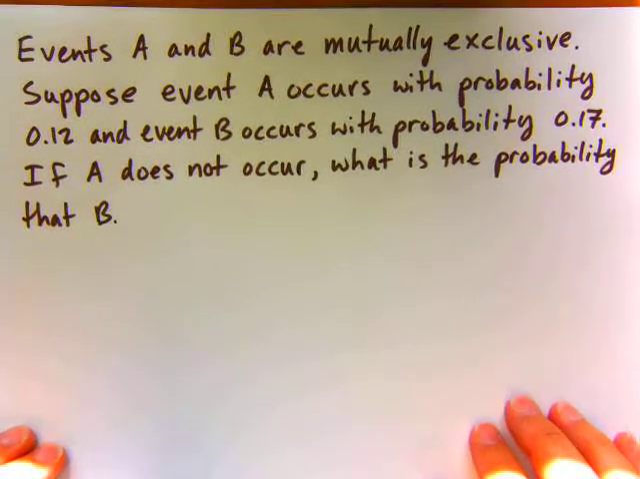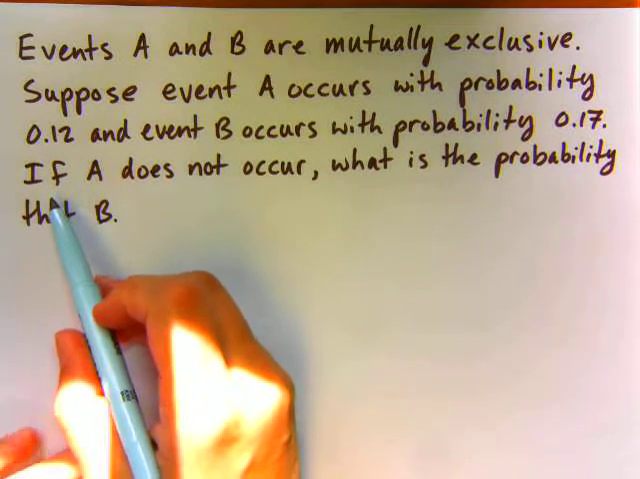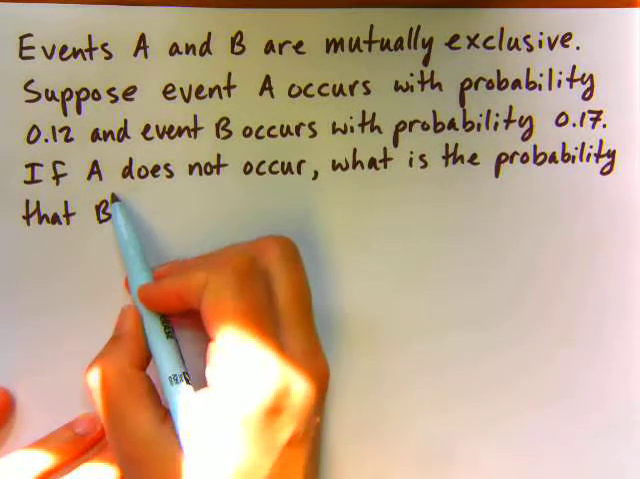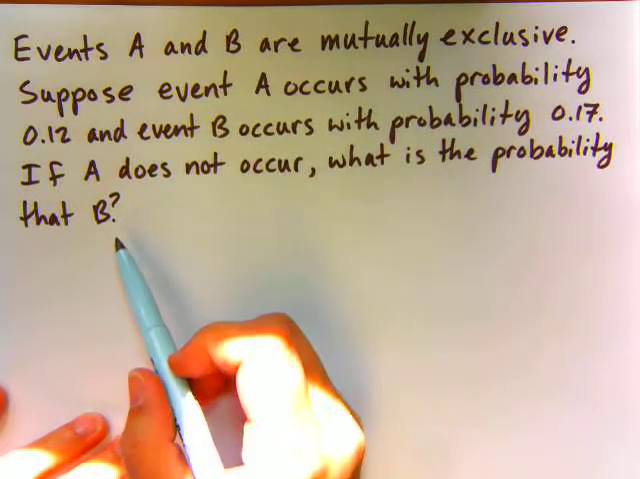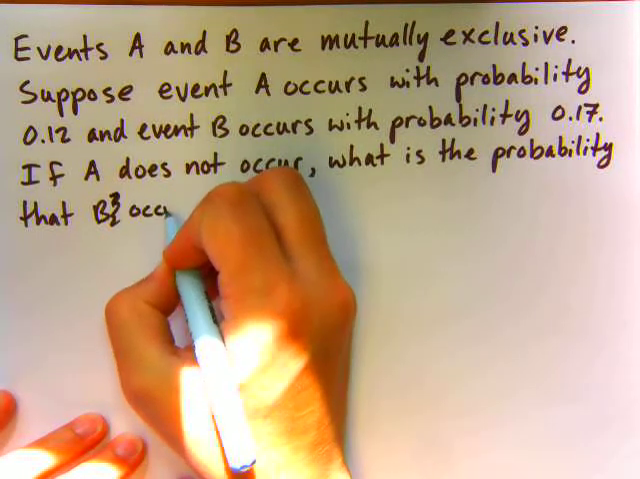Mutually exclusive events means that two events cannot occur at the same time. So let's suppose that A and B are mutually exclusive. Event A occurs with probability 0.12, and event B occurs with probability 0.17. And then here's our question. If A does not occur, what is the probability that B occurs?